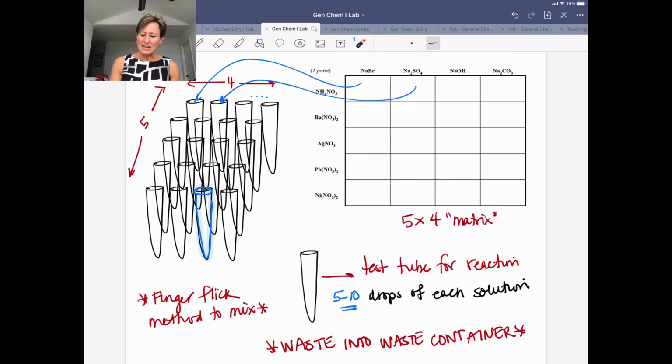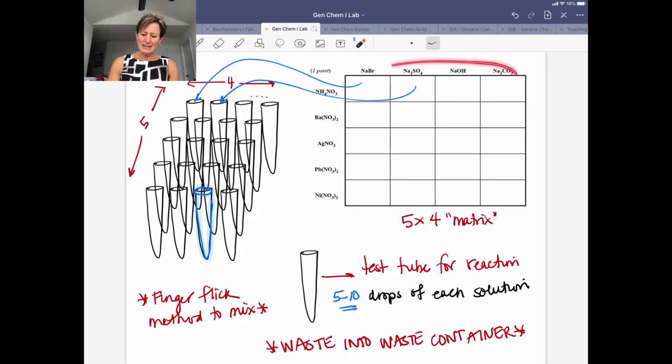Okay, so each of these is going to represent one mixture of 2 solutions being mixed. If you'd like, one of the things that you can do, and I'll demonstrate this when we're in lab, is hold the test tube firmly up on top, and you can finger flick it as a way to help mix the materials that are in there. And that's going to be a good way for you to say, well, is there a precipitate there? Or if I finger flick it, does it go away? Okay.